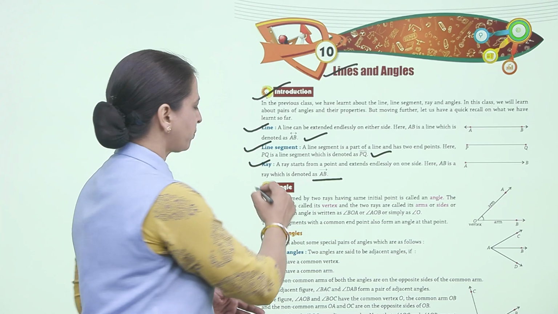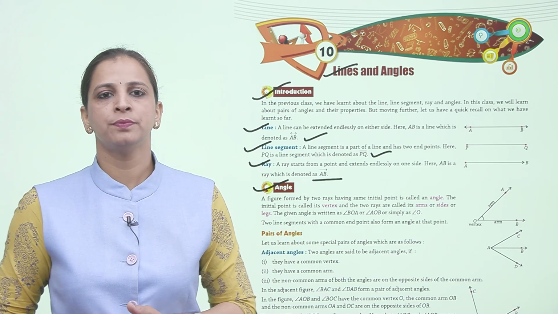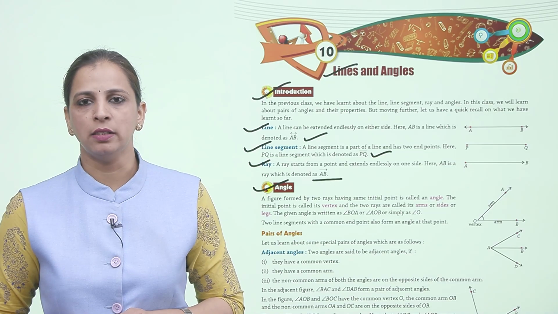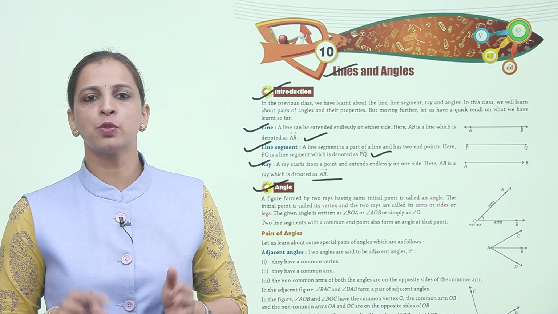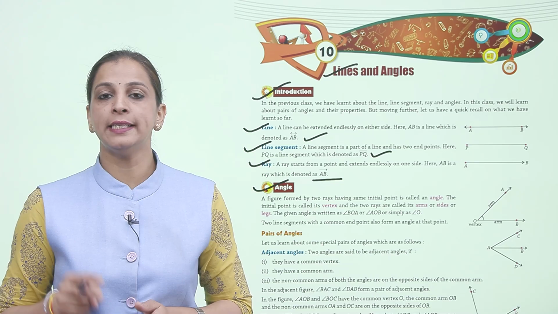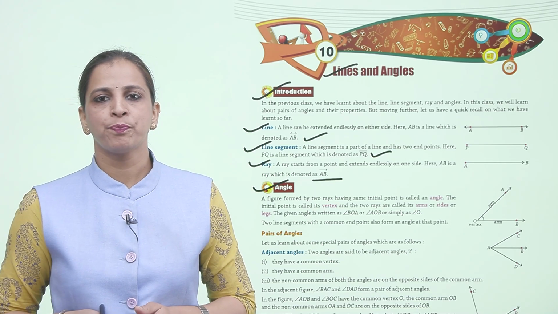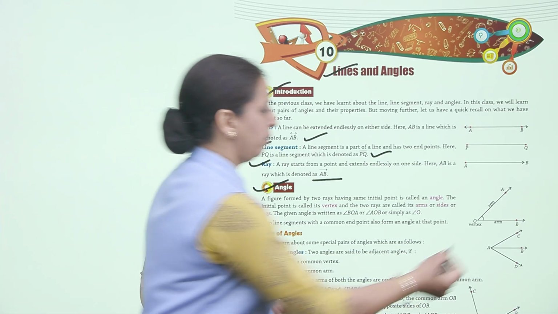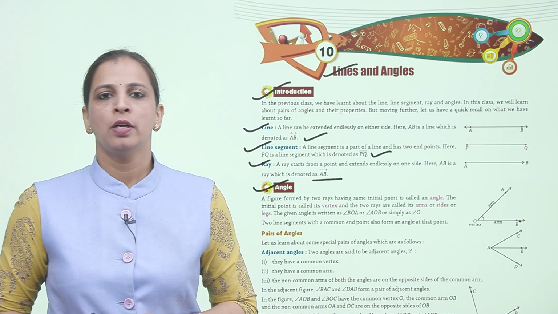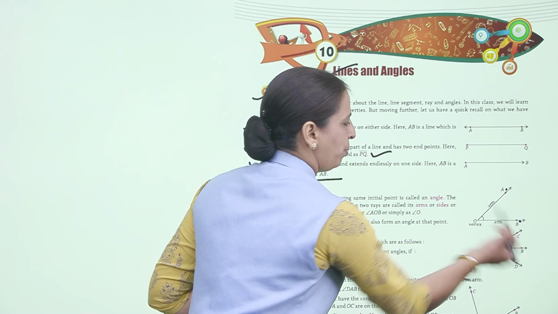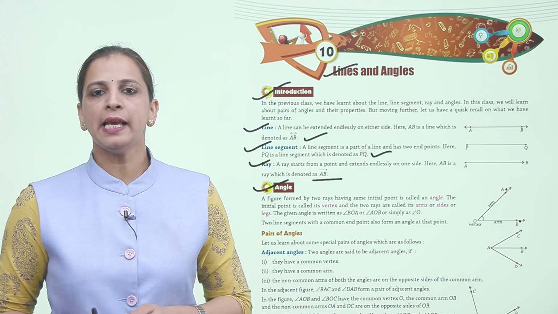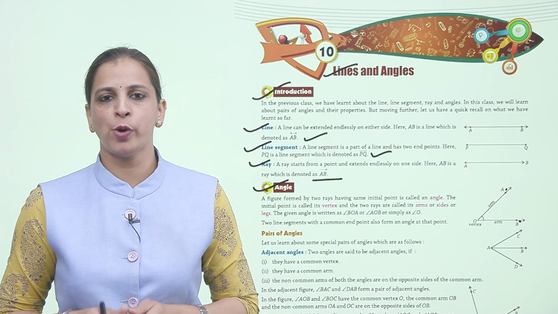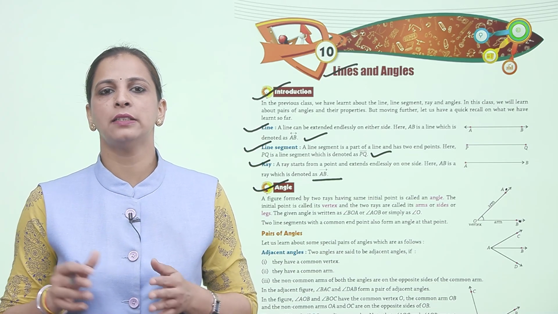Now, angle. A figure formed by two rays having same initial point is called an angle. The initial point is called its vertex and the two rays are called its arms or sides or legs. The given angle is written as angle BOA or angle AOB or simply as angle O. Two line segments with a common end point also form an angle at the point.